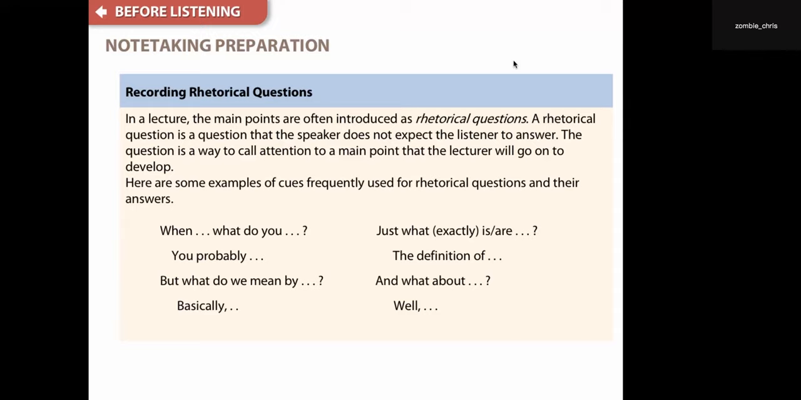So he will say, so how do we know this? How did we find this out? Well, and oftentimes you'll find 9 times out of 10, the speaker will answer the rhetorical question with well. So for example, how do we know this? Well, and then the answer. So we always use WH questions.